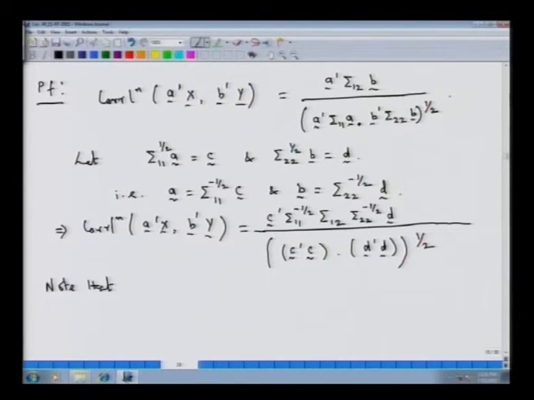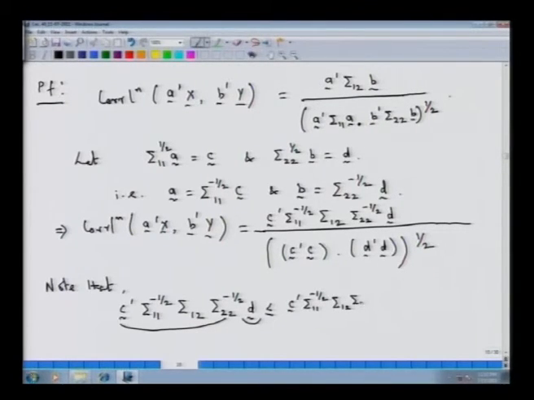Now, note that if we consider the numerator, which is C prime sigma 1 1 to the power minus half sigma 1 2 times sigma 2 2 to the power minus half times D, then by using the Cauchy-Schwarz inequality, considering this as one vector and this as the second part, this will be less than or equal to C prime sigma 1 1 to the power minus half sigma 1 2 sigma 2 2 to the power minus half times the transpose of that, that is sigma 2 2 to the power minus half multiplied by sigma 2 1 sigma 1 1 to the power minus half, this raised to the power half, multiplied by D prime D whole raised to the power half.